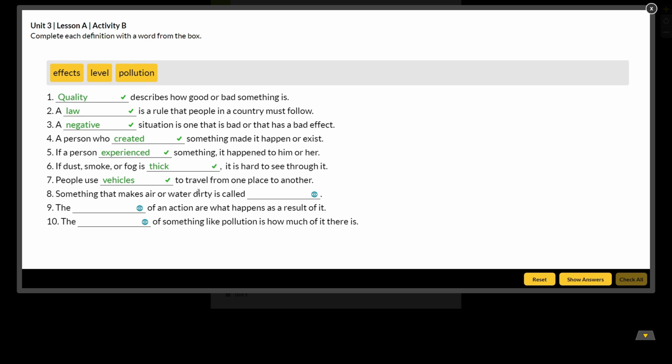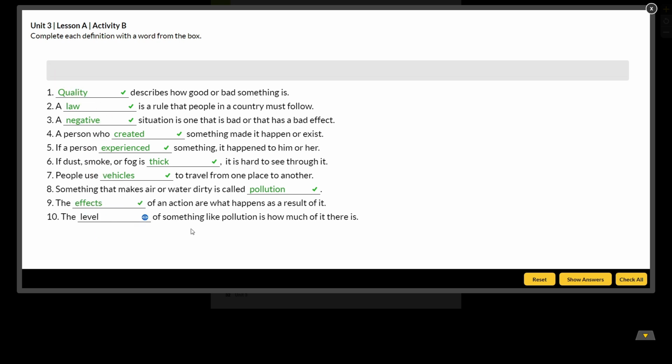Something that makes air or water dirty is called pollution. Water pollution, air pollution, pollution. All right. The effects of an action are what happens as a result of it. The effects of an action are what happens as a result of it. And the level of something like pollution is how much of it there is.